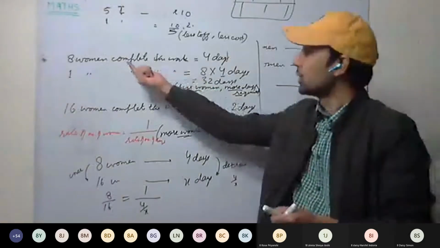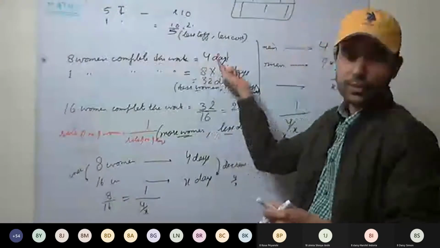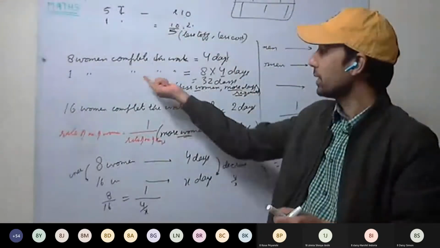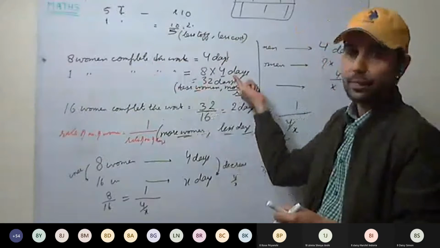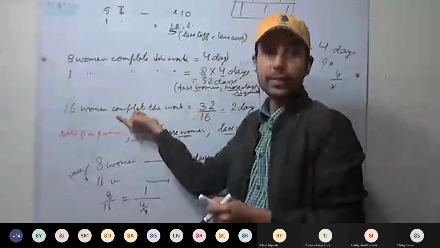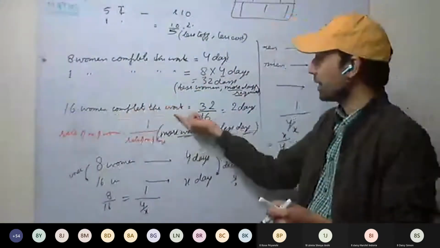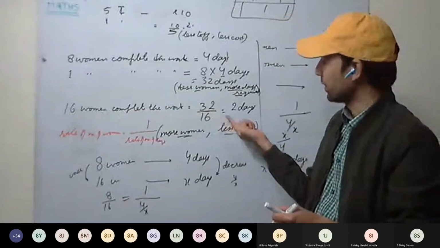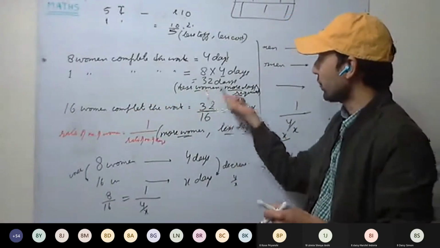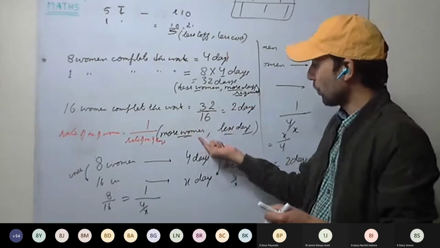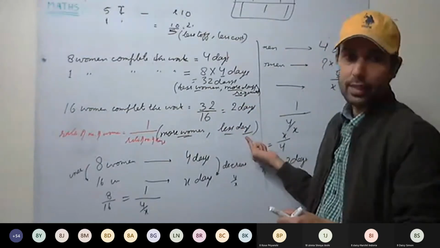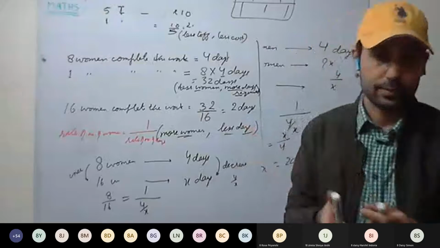Okay. So 8 women complete the work in 4 days. 1 woman will take more time. That's why we'll multiply. Now 16 women are there. It means less time it will take. So we'll divide by 16. 2 days. Understood? Less women, more days required. More women, less days required. This concept you have understood.